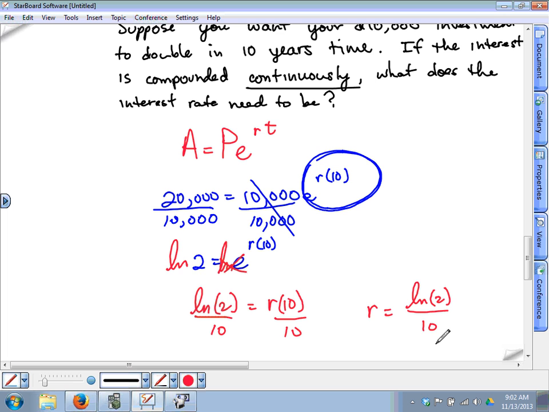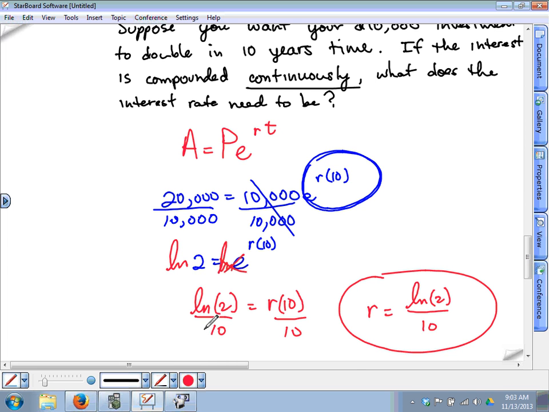Now, I want you all to go to the bank and say, I want you to make my interest rate natural log of 2 divided by 10. And they would say, huh? No, actually, bankers are pretty smart. They would probably know what you're talking about. Now, we do have to, unfortunately, leave it in that form because we don't use calculators.